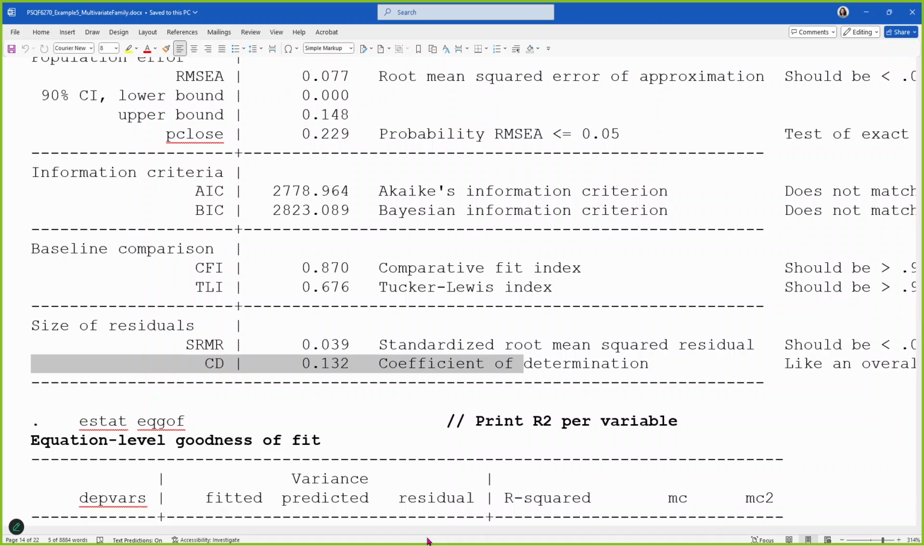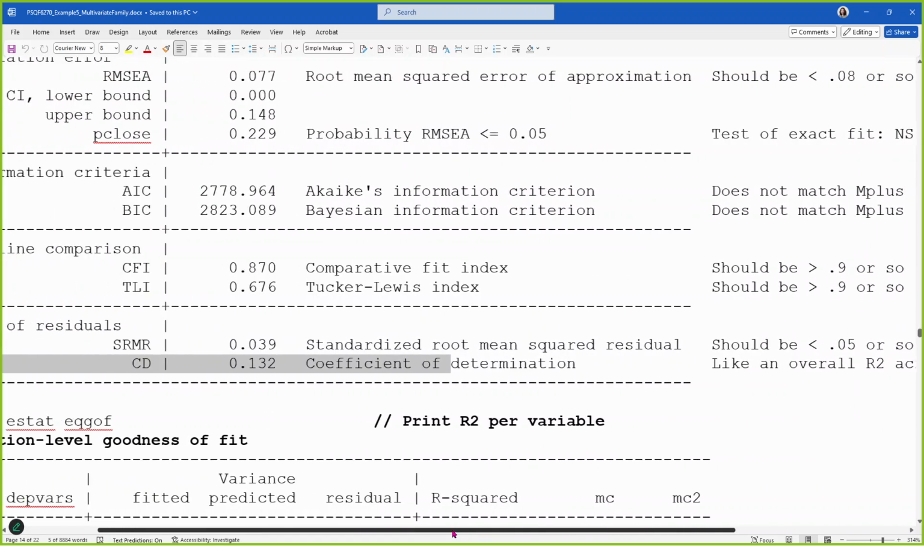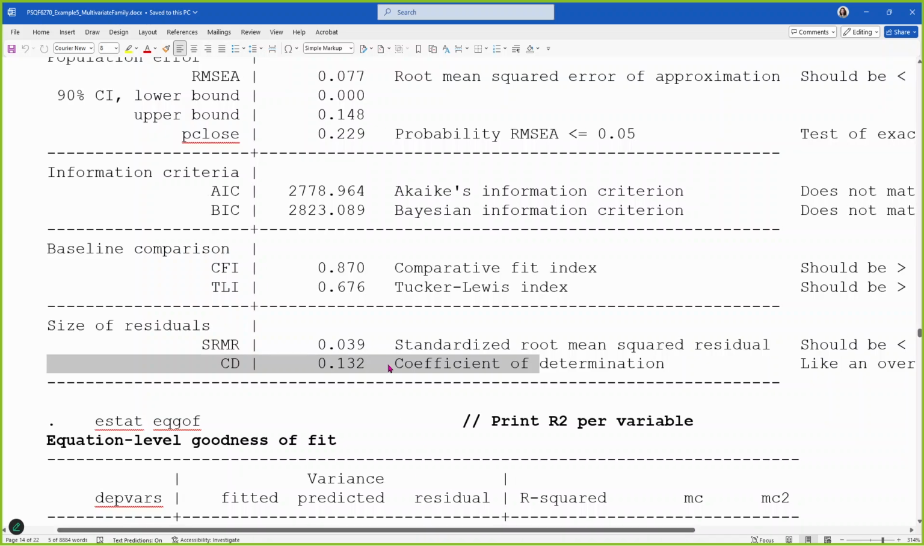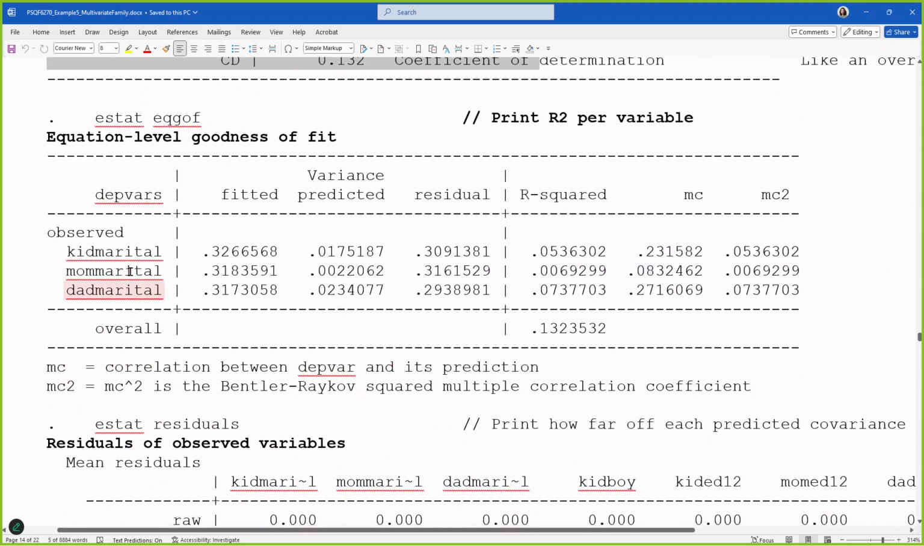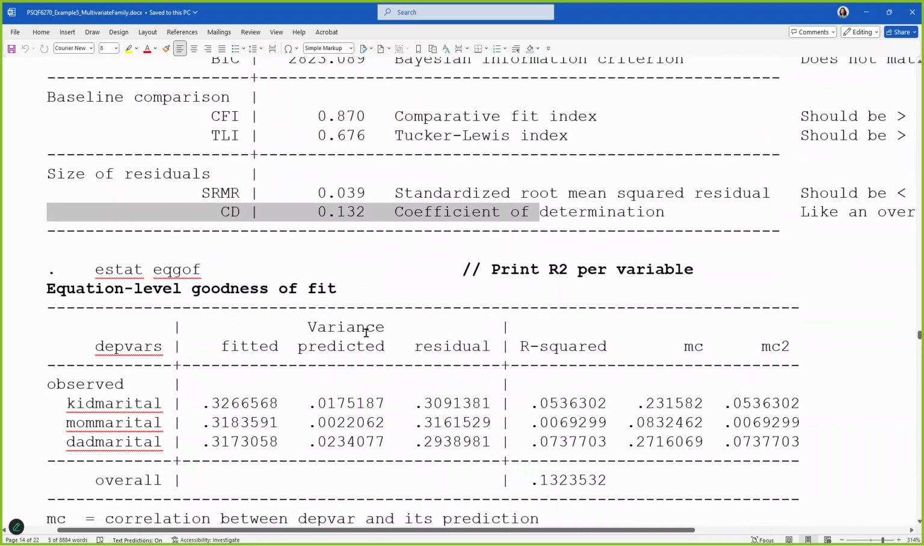The coefficient of determination is what it is, but it's like an overall R-square is what they intend it to be. Then we get into actual R-squares. You cannot interpret that as a 13%, can you? I don't know what it really means. It's one of those, whatever, I'm not looking at that one.